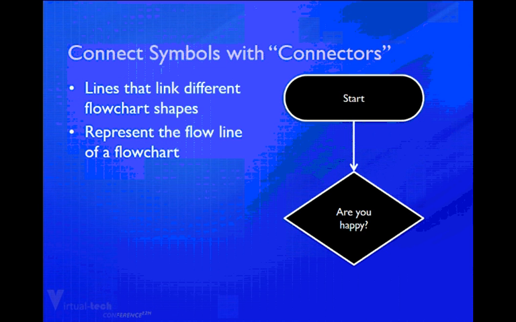Okay. We have looked at the 3 basic shapes of symbols in flowchart terminology. Now let's paraphrase them. First of all, a terminator, which is the start point and the end point of any flowchart, represented by an oval.